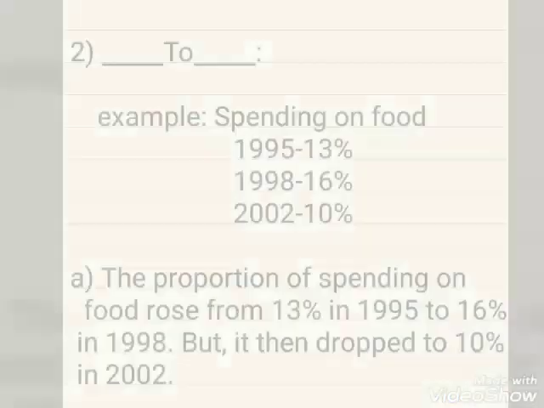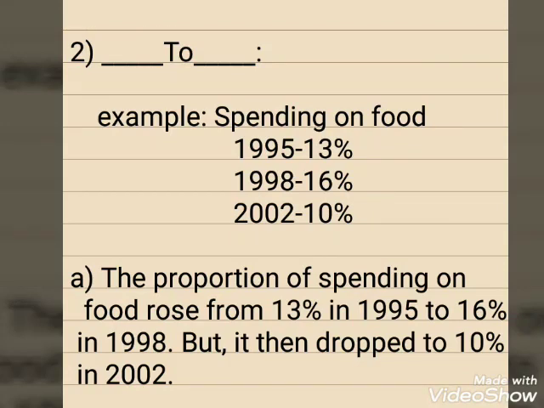Okay, then the second structure, dash to dash. For example, spending on food in 1995 was 13% and in 1998 it was 16%. Then the proportion of spending on food rose from 13% in 1995 to 16% in 1998, but it then dropped to 10% in 2002. The structure would be like this.